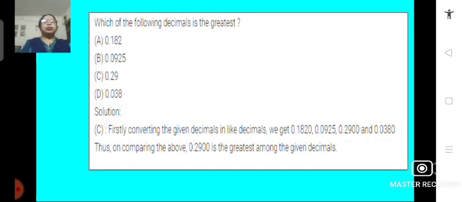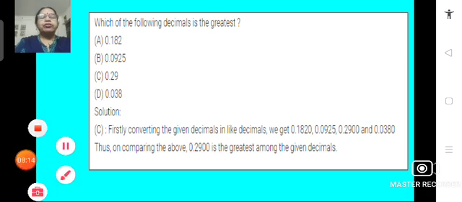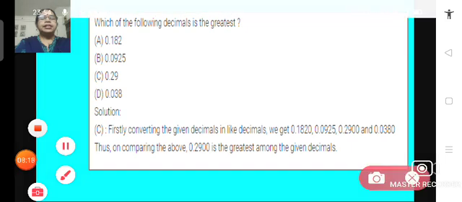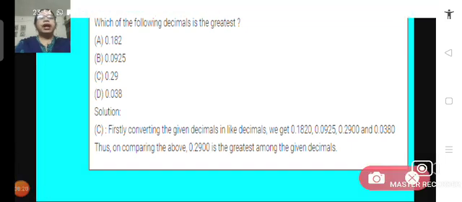Let's move on to the next problem. Which of the following decimals is the greatest? So what we have to do? We have to find the greatest decimal here. So we have 4 options. First one is 0.182, next one is 0.0925, third C is 0.29 and D is 0.038. So first what we have to do?